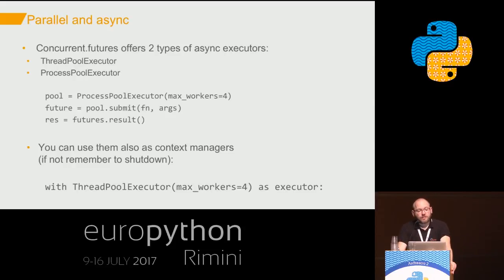Okay, so when it comes to parallel and asynchronous, we finally reached the topic. We have basically two options, the threaded option and the process option, where we can define executors, we can submit jobs to them, and basically what you get is futures. And also you can define them as context managers.